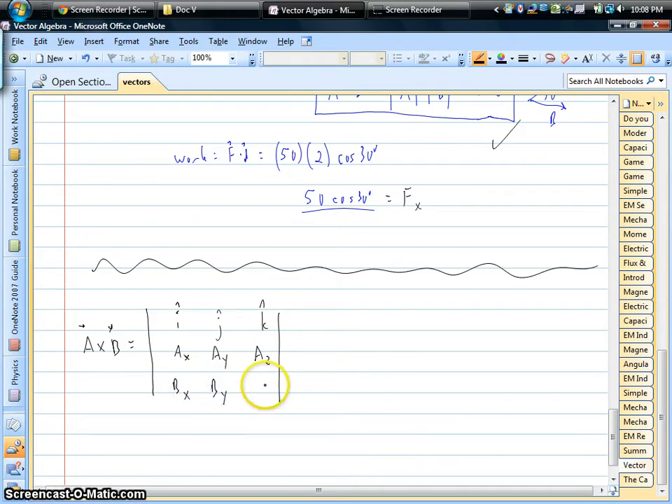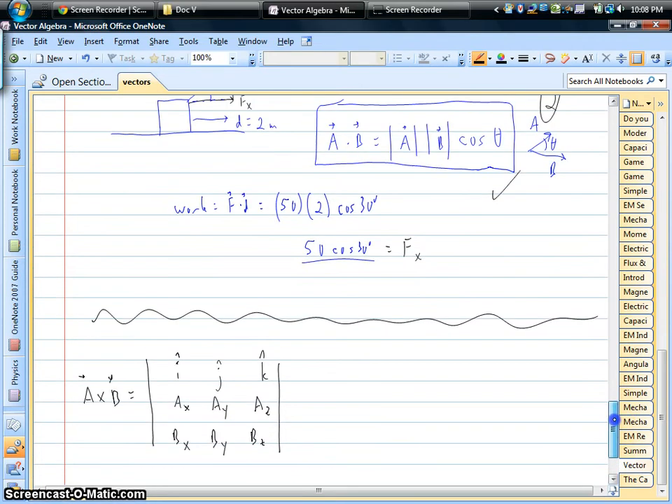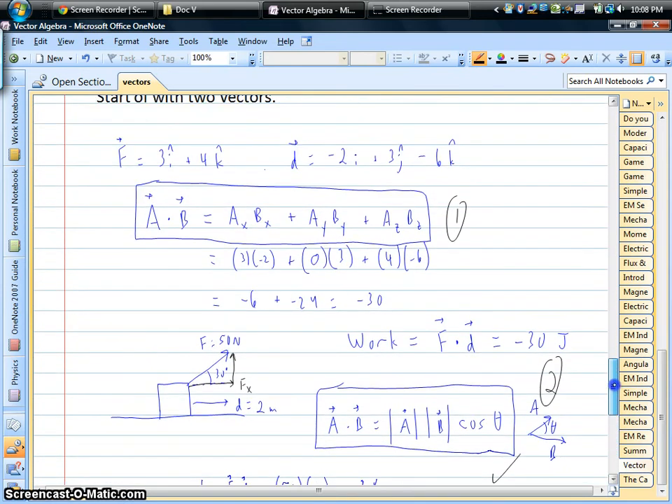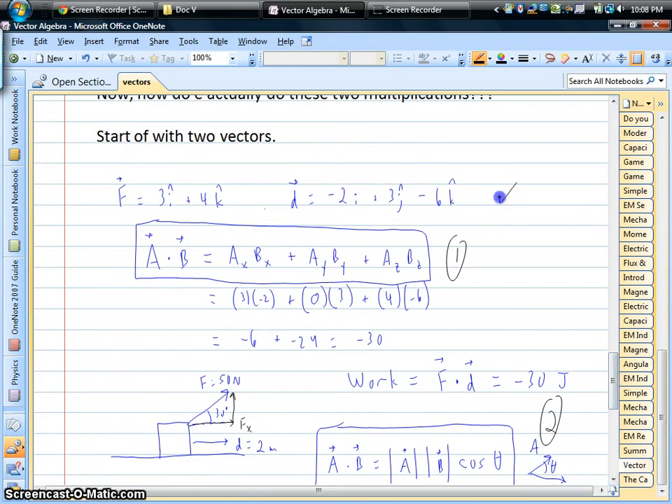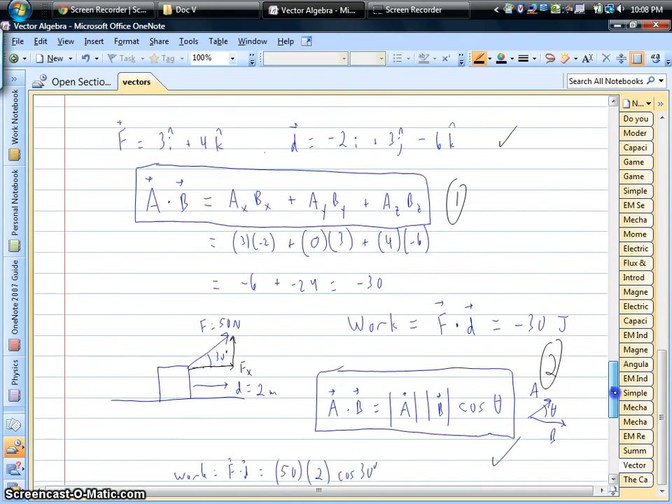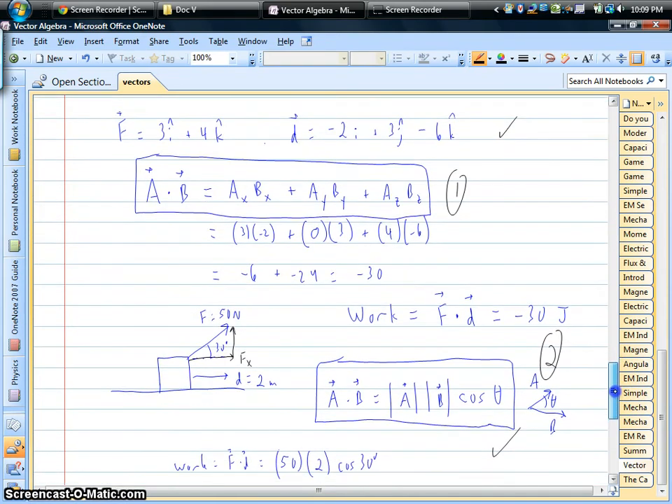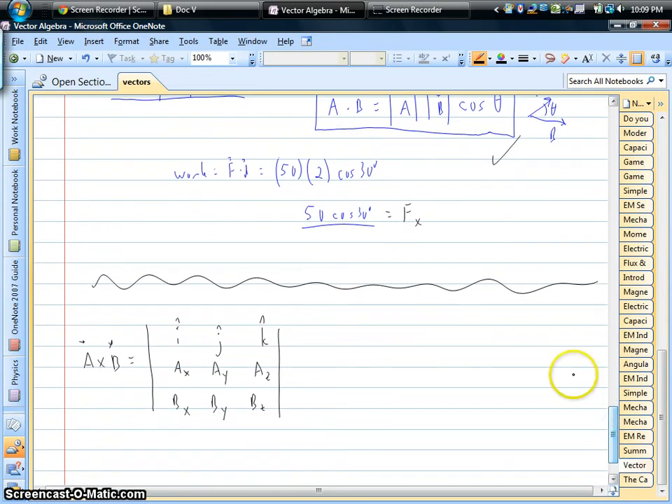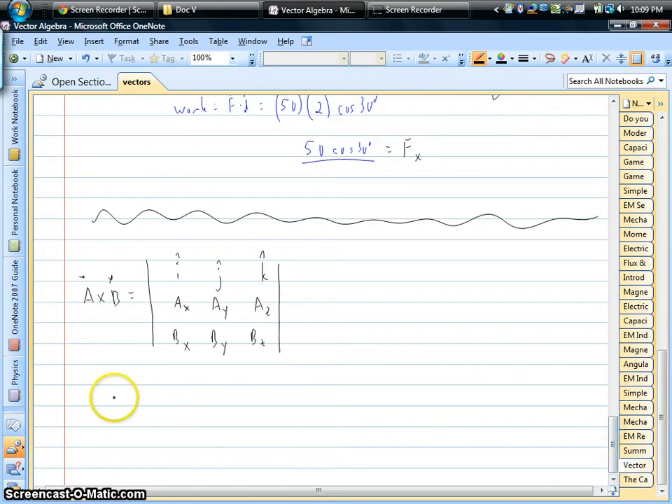Now this is something that you normally do in Algebra 2 in your math classes. It's probably easier just to go ahead and put some numbers in there, just to remind ourselves how to do this determinant. And might as well use the two vectors up here that we had before. So let's do force cross D, force cross displacement. What this means is we have to put the x, y, and z components in of our first vector.